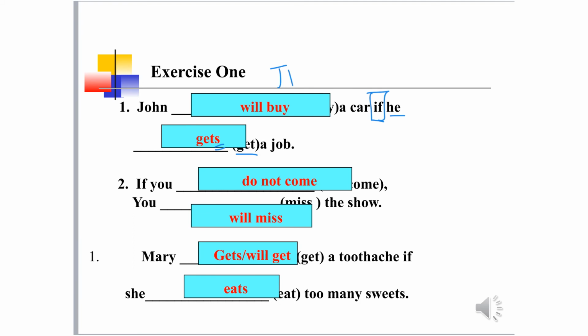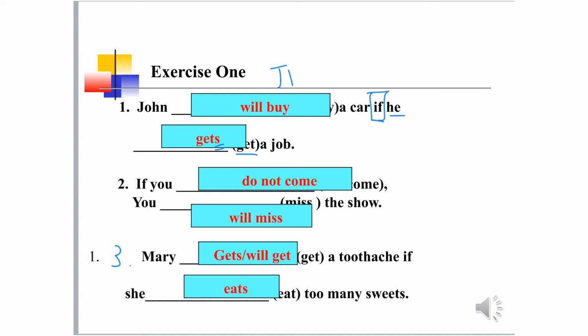If you do not come, you will miss the show. Again, type 1, or maybe it can be type 0 as well. Okay, so it depends. If you don't come, you will surely miss the show. Actually, if you do not come, then you miss the show. Okay, oh, this is number 3.